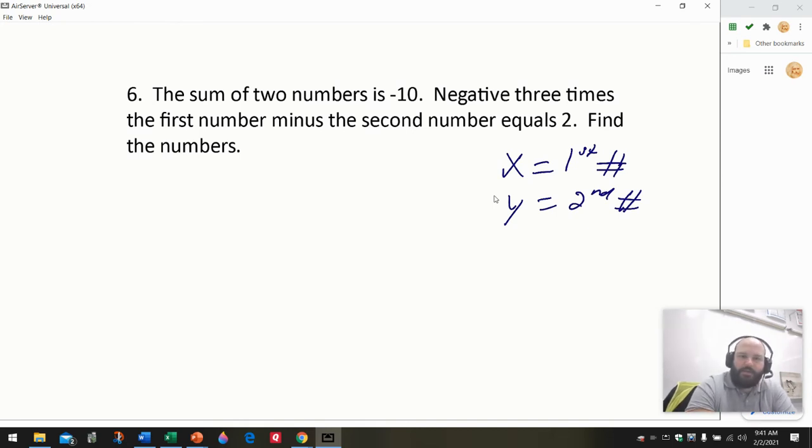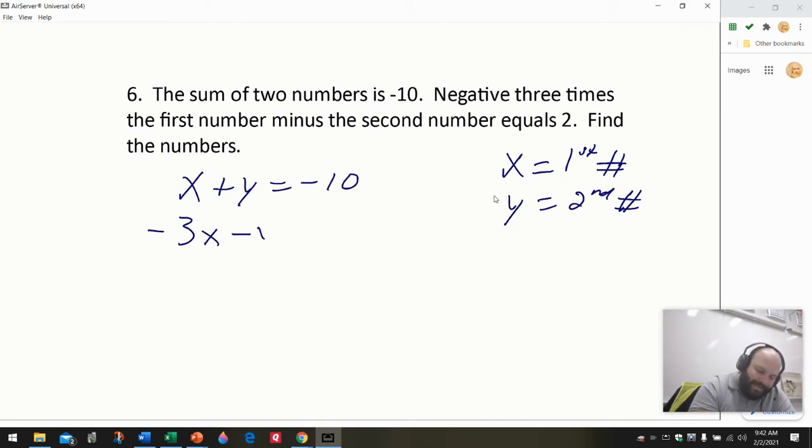And when I go to write my equations, it says the sum of the two numbers is negative 10, which means when we add the two up, x plus y, it equals negative 10. Now, the second equation is going to be a little harder. It says negative 3 times the first number. So I'm going to write that. Negative 3 times the first number minus the second number equals 2. So that is going to be negative 3x minus y equals 2.